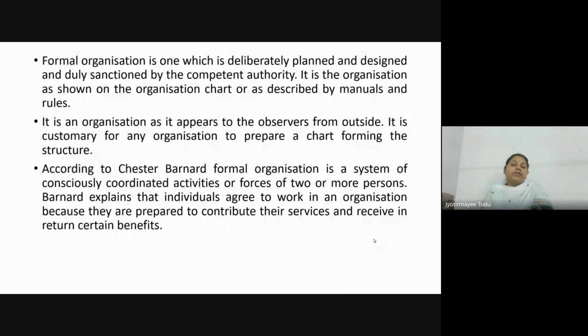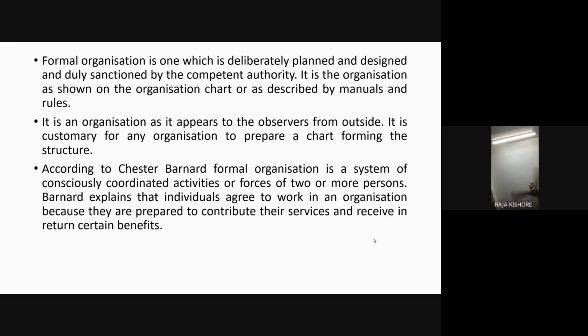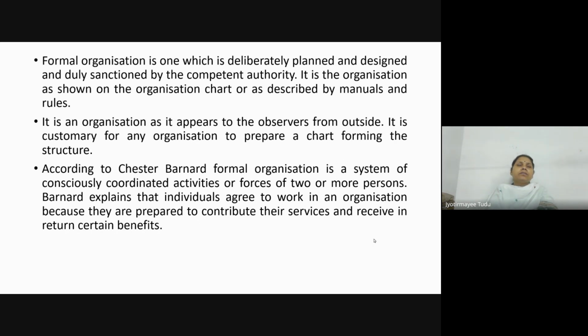According to Chester Barnard, formal organization is a system of consciously coordinated activities or forces of two or more persons. Barnard explains that individuals agree to work in an organization because they are prepared to contribute their services and receive in return certain kinds of benefits. So here the purpose of formal organization is very clear: it depends on the coordinated activities of two or more persons, and the individuals who have agreed to work there contribute their services in exchange for certain benefits, like remuneration or monetary benefit, or also satisfaction. That is why they work there. This kind of thing is prevalent in formal organization.